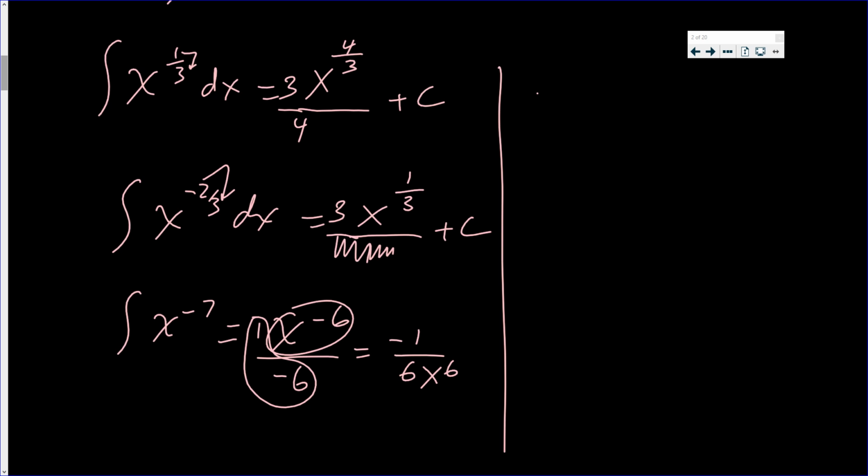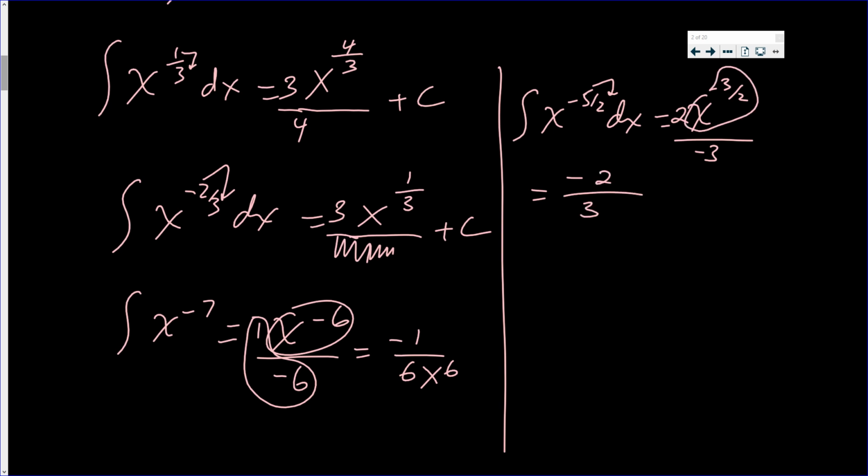If you have the integral of x to the negative 5/2 dx, you add those two numbers, you get negative 3 over 2. And then you divide by negative 3 over 2. In terms of the number, it's negative 2 over 3 times this in the numerator. But I'm going to put it in the denominator to make the exponent positive. Plus c. Don't forget the plus c.